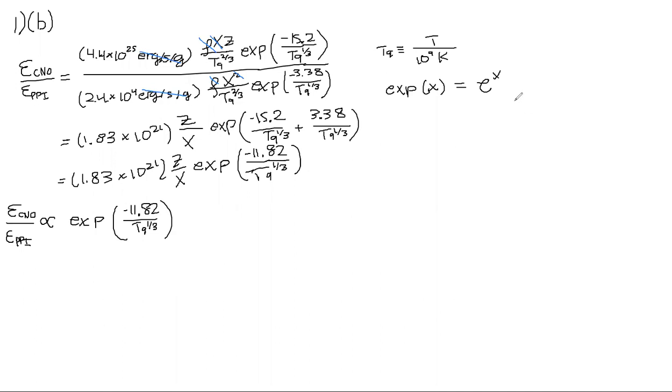Oh, sorry, one thing that I forgot. Our T9 to the 2/3 power in the denominator also cancels out. Yep. Right. Great.